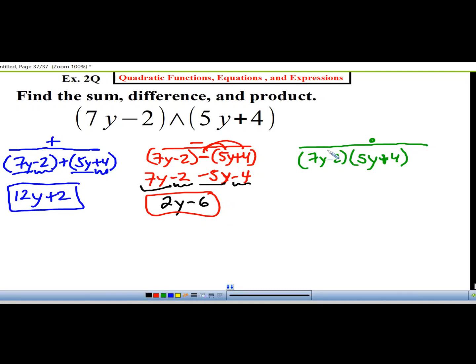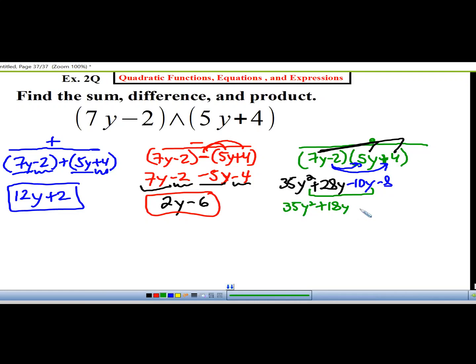Multiplication, I'm going to distribute 7y times 5y, that's 35y squared. 7y times 4, that's positive 28y. Then the second term, negative 2 times 5y, that's negative 10y. Negative 2 times 4, that's negative 8. At that point, I can combine like terms, which is right here in the middle. 28y minus 10y, that's positive 18y. I bring down the 35y squared, and I bring down the negative 8. And I'm done. Hands if you got that for the product. Okay, good. So far so good? Yeah? Let's do another one. Here it goes.